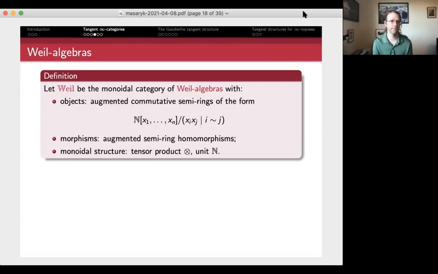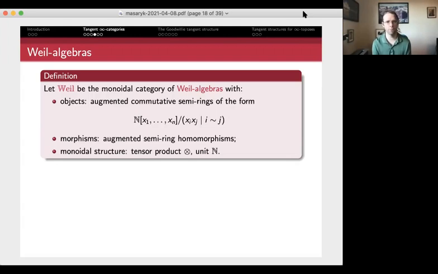So let's define a monoidal category. The objects are augmented commutative semi-rings. Start with the natural numbers and take a polynomial algebra over the natural numbers. Notice that I'm ruling out the need for additive inverses here, so we're taking semi-rings rather than rings. From one of these polynomial algebras, we quotient by some collection of quadratic monomials x_i x_j, where there's some equivalence relation on 1 through n that tells us which quadratic relations to quotient by.